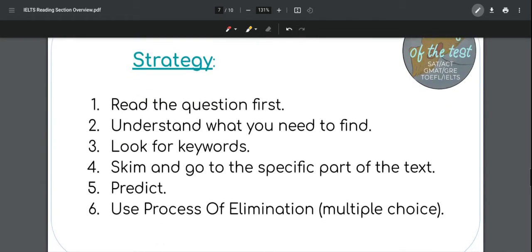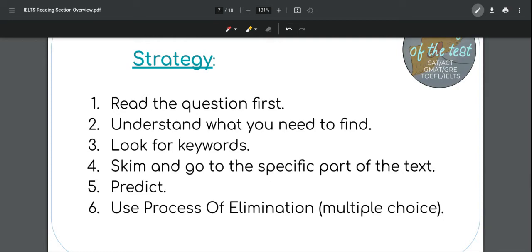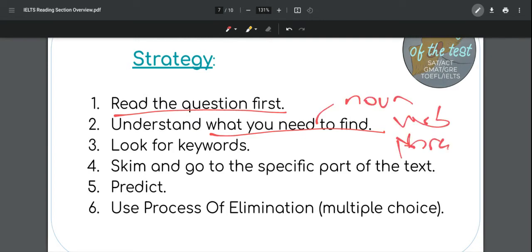Okay, now the strategy goes like this. The first step is to skim through the text to have an idea of what type of text it is. But then we're going to read the question to know what question type it is. Then we're going to understand what we need to find. This is important. Again, we're going to see this in each question type, but maybe we're looking for a noun, maybe a verb, maybe a phrase, maybe a full sentence. We don't know until we read the question.